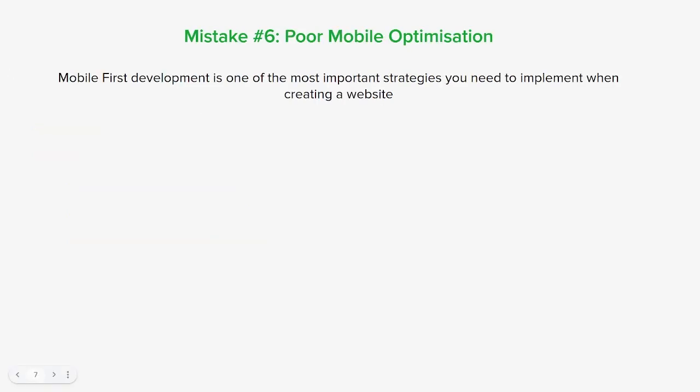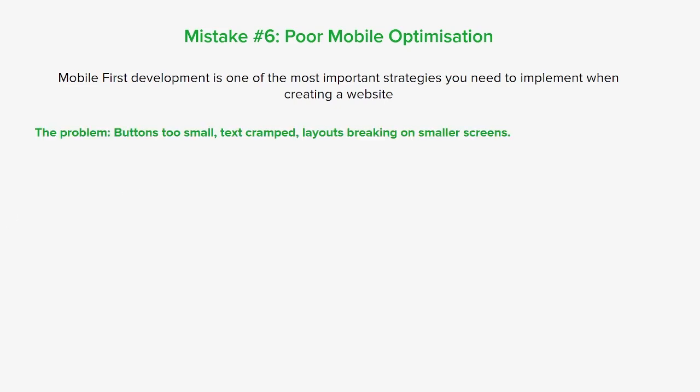Mistake number 6, poor mobile optimization. This is a common one and it's a very important one as well. Mobile first development is one of the most important strategies you need to implement when creating your website. Mobile first design is not optional anymore. Over 60% of web traffic happens on phones, and mobile visitors are even less patient.